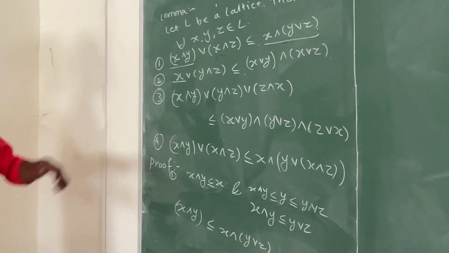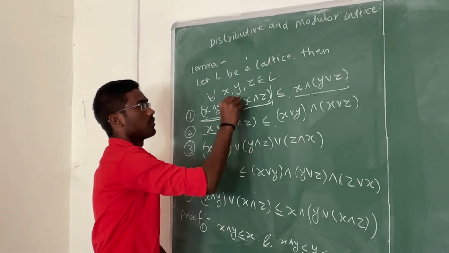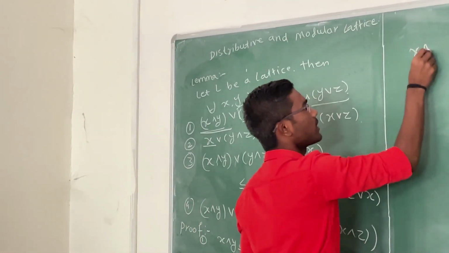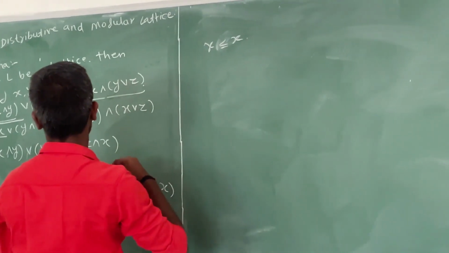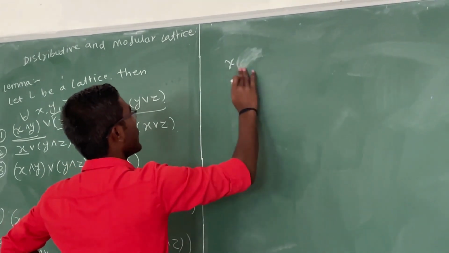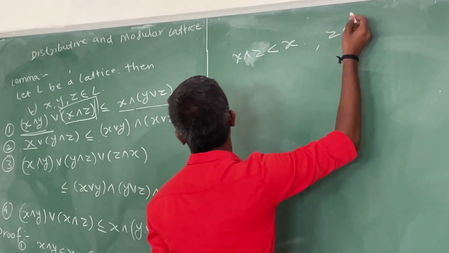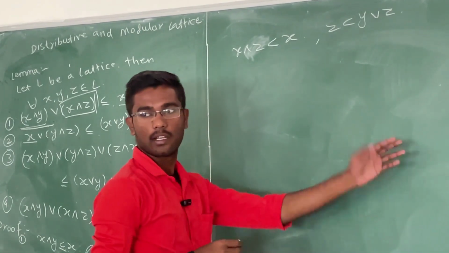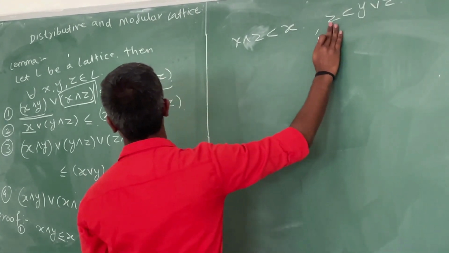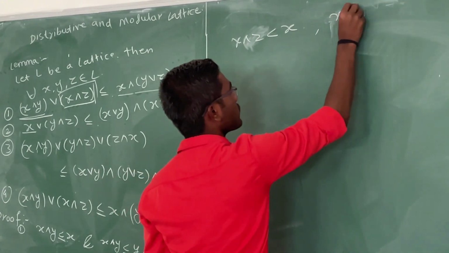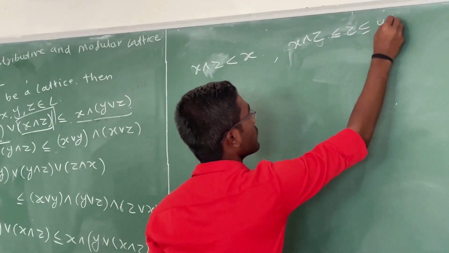Any problem? No. Now we can prove the inequality with this element, x meet z. Clearly, x is less than or equal to x, so x meet z is less than x. And second one, z is less than y join z. Clear? That is clear from y join z. We want x meet z only. So x meet z is less than or equal to x meet y join z, since z is less than y join z.